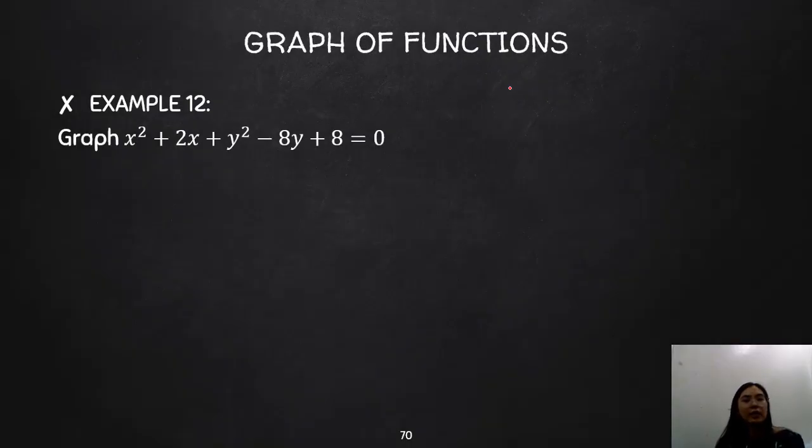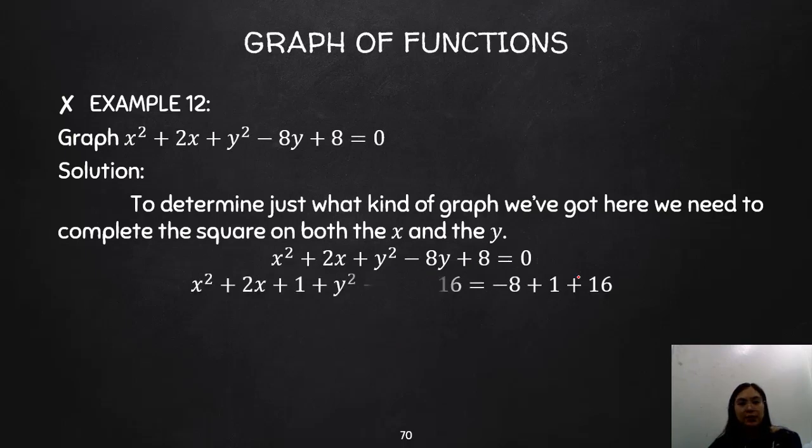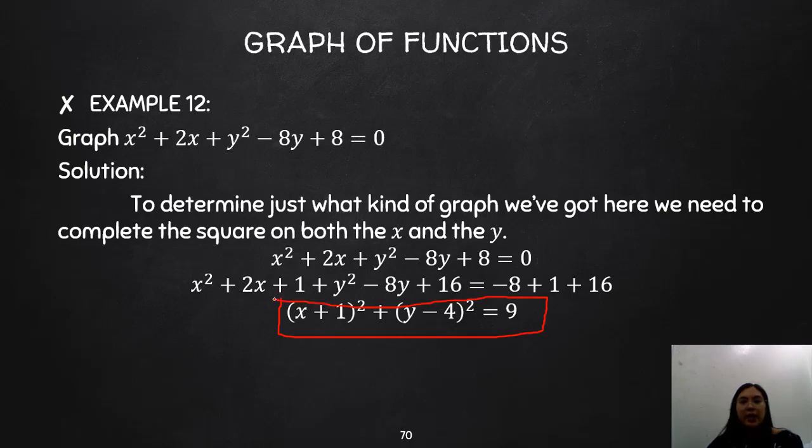And then lastly, you have to graph x squared plus 2x plus y squared minus 8y plus 8 is equal to 0. So to determine just what kind of graph we've got here, we need to complete the squares on both the x and the y. Let's just complete the square. So that will be x squared plus 2x plus 1 plus y squared minus 8y plus 16 is equal to negative 8 plus 1 plus 16. Such that if we try to simplify it further, you will get this particular answer.